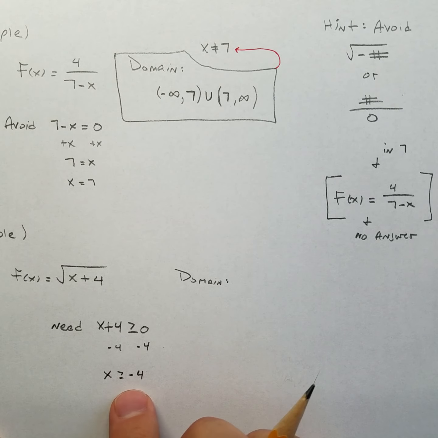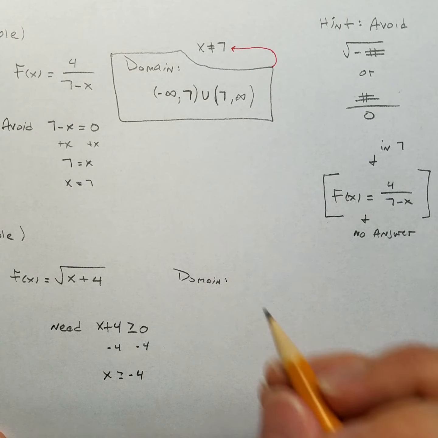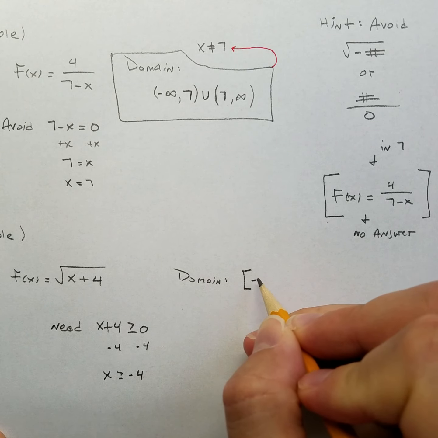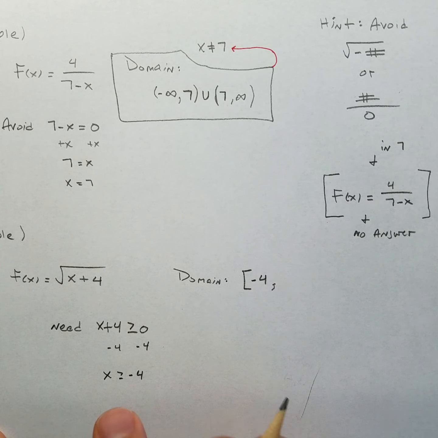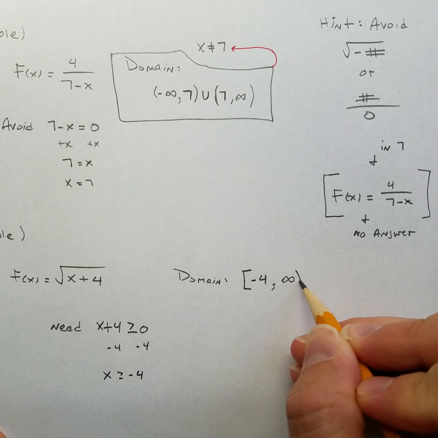Now, so that gets the point across. How do you say that with interval notation? I want negative 4 and everything bigger. I want the x to be greater than or equal to negative 4. Well, I want to include the negative 4 this time. X is greater than or equal to negative 4, so I include it. And then I go to forever.